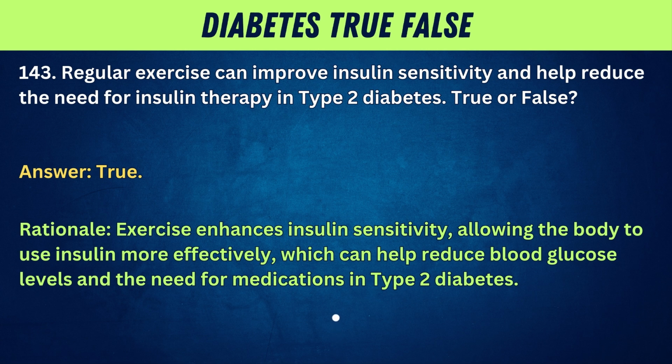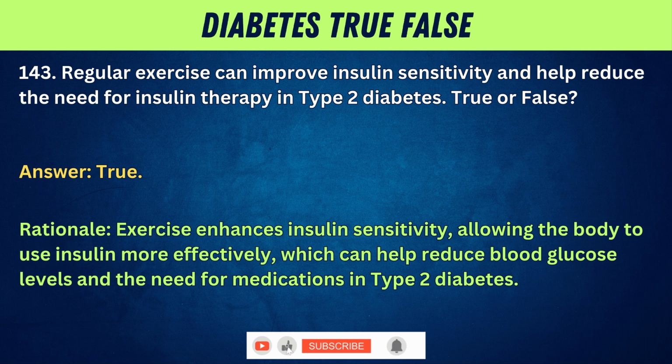Regular exercise can improve insulin sensitivity and help reduce the need for insulin therapy in type 2 diabetes. True or false? Answer: true. Rationale: Exercise enhances insulin sensitivity, allowing the body to use insulin more effectively, which can help reduce blood glucose levels and the need for medications in type 2 diabetes.